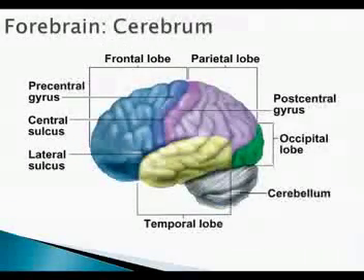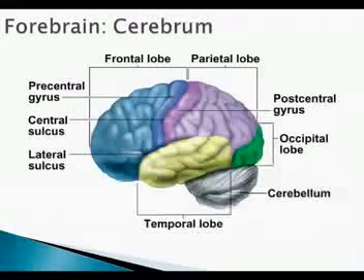So we're going to break up the cerebrum into a bunch of different lobes, or it is broken down into a bunch of different lobes. If you look at this image, you can see that we're going to talk about the frontal lobe, which is in blue, the parietal lobe, which is in purple, the occipital lobe in green, and the temporal lobe in yellow.